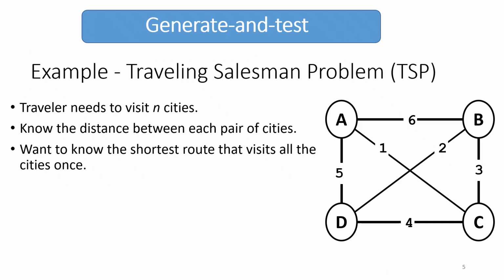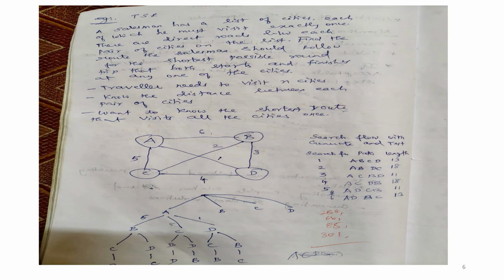Next we'll move to an example. We can take the traveling salesman problem. Each traveler needs to visit n cities. Knowing the distance between each pair of cities, they want to find the shortest path that visits all the cities one by one. So let me take the example with a real-time view.